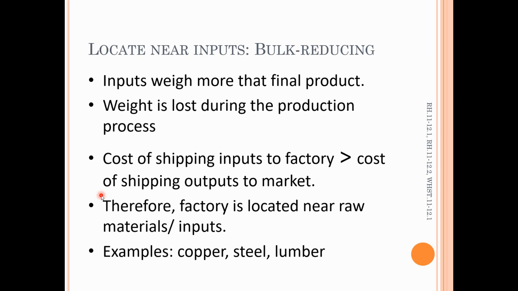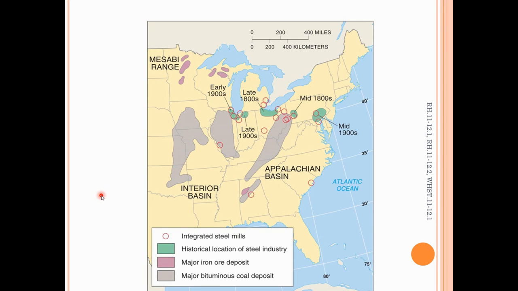So think about really heavy things here like metals, minerals, copper, steel, lumber are your examples here. And if we look at steel mills over time, steel mills needed to be near two heavy products, iron ore and coal. And as a result, they are going to locate somewhere near these areas. And so really the big thing you need though is coal to make the steel.